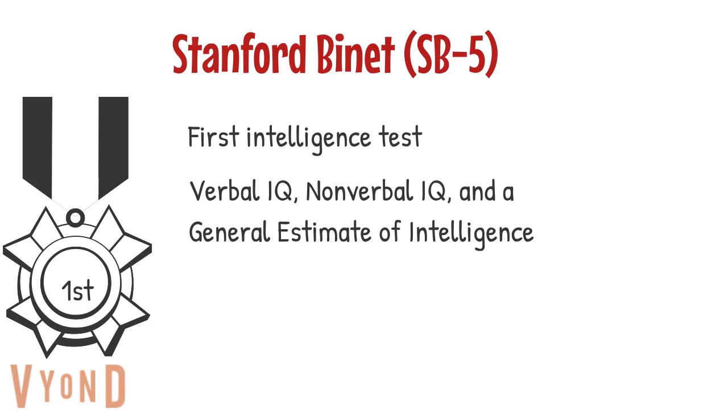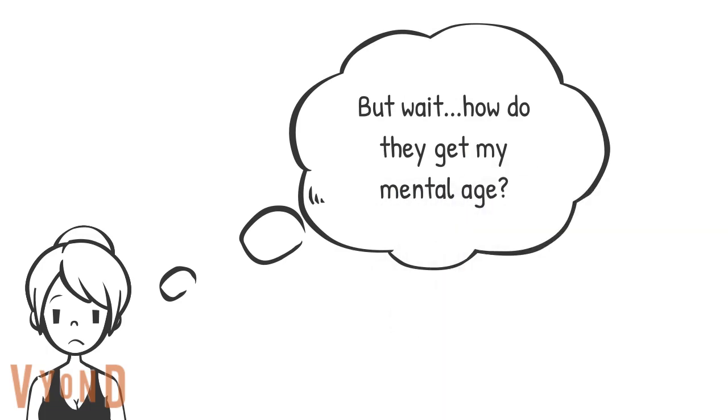The test proposed that IQ was calculated by taking a person's mental age and dividing it by their chronological age multiplied by 100. So if your mental age is 12 and you're 10 years old, you would have an intelligence quotient, or IQ, of 120. You may be thinking, but wait, how do you get someone's mental age?